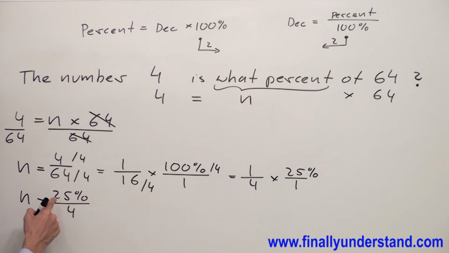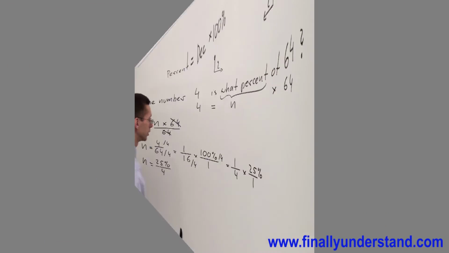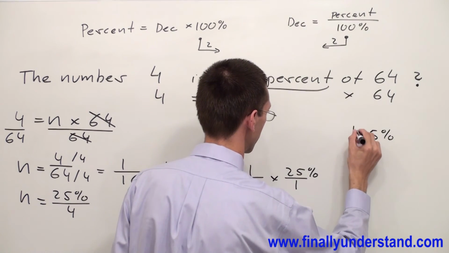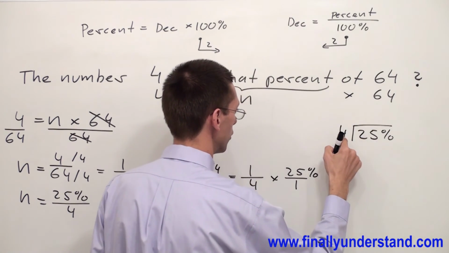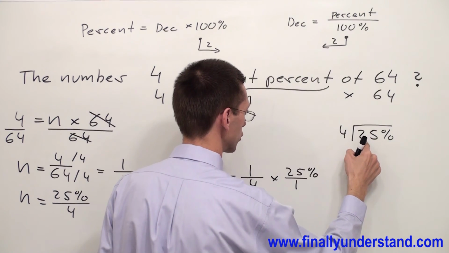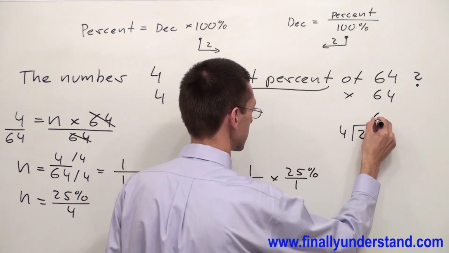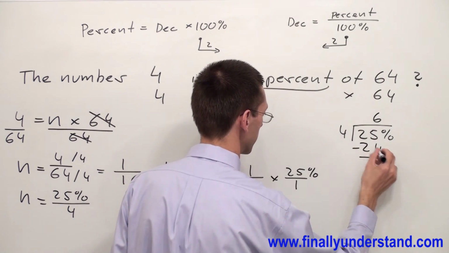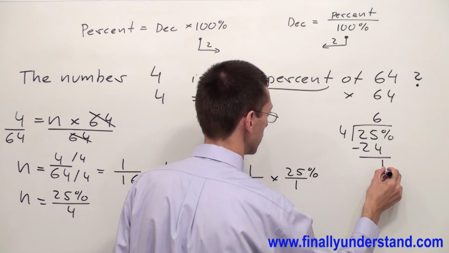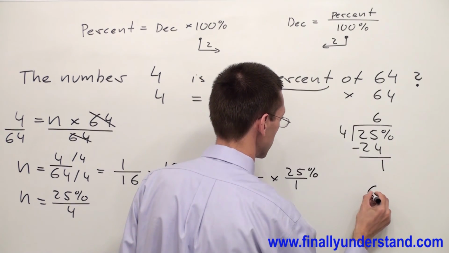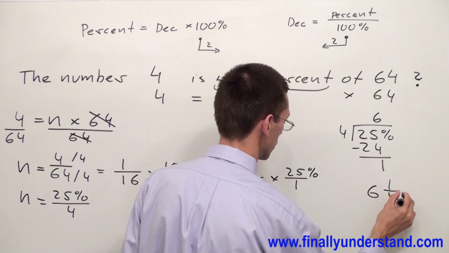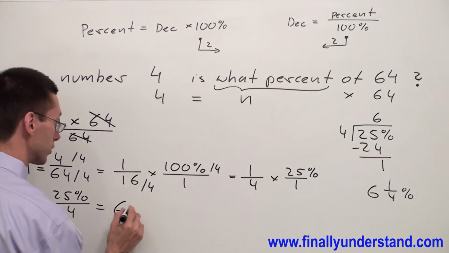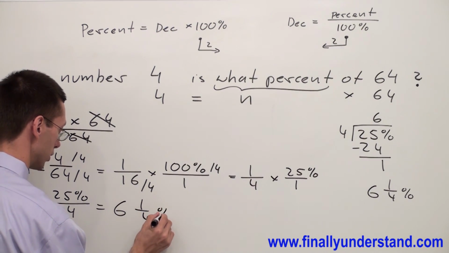We prefer to convert an improper fraction to a mixed number. Simply you have to divide 25% by 4. 4 goes into 25 6 times. 6 times 4 is 24. Subtract: 25 minus 24 is 1. So the answer is 6 and 1/4%. That's why my answer is 6 and 1/4%.